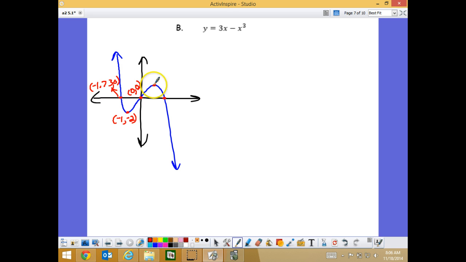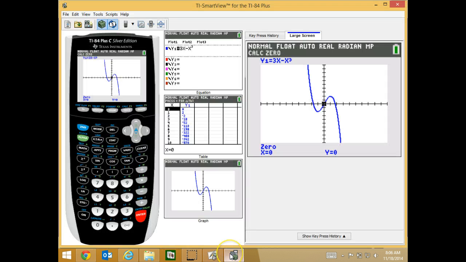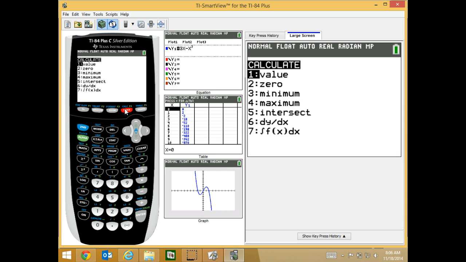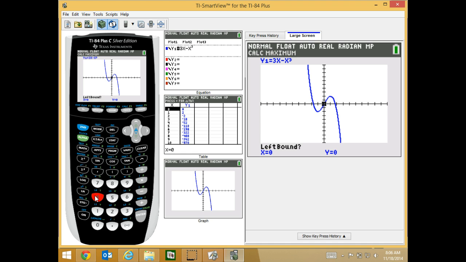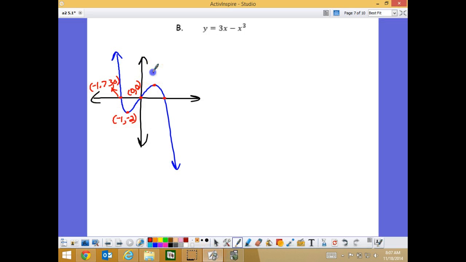My next point of interest is the maximum. So I'm going to go back to my calculator and I'm going to calculate that maximum. So I'm calculating a maximum. Left bound, yes. Now I'm to the right of that. And that's going to be the point 1, 2. Again, 0.9999998, very close to 1. So this max is the point 1, 2.